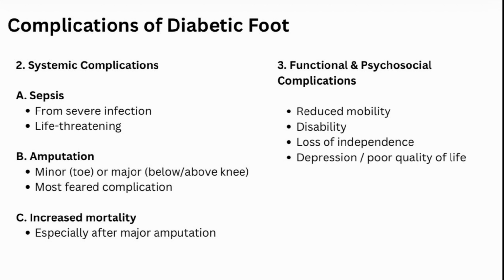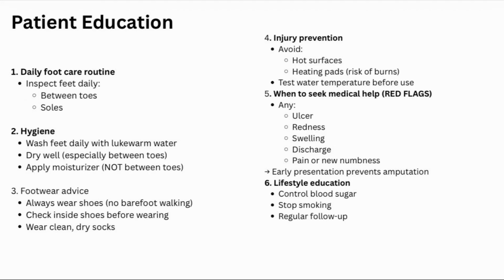Amputation is one of the most feared complications and can be minor, such as toe amputation, or major, such as below or above knee. There is also increased mortality, especially after major amputations. Functionally, patients may develop reduced mobility, disability, loss of independence, and even depression. Patient education is essential in preventing complications.